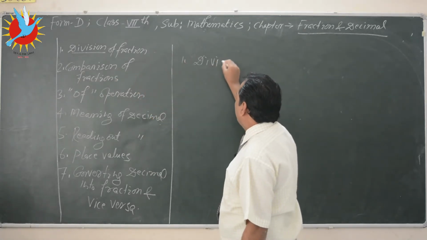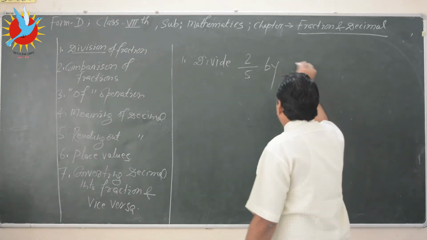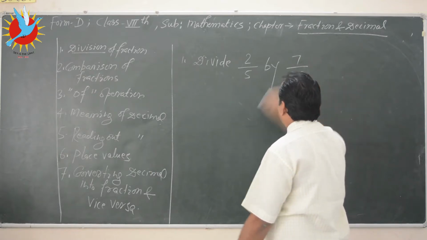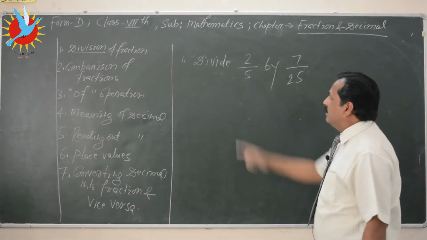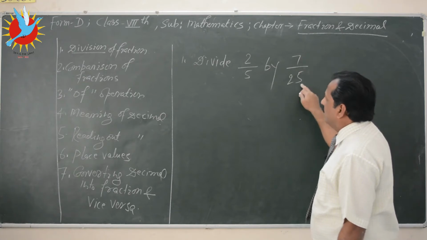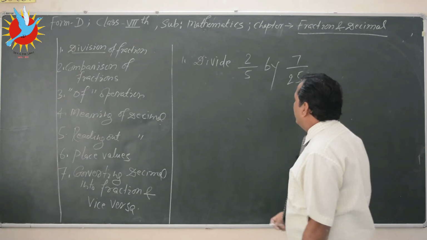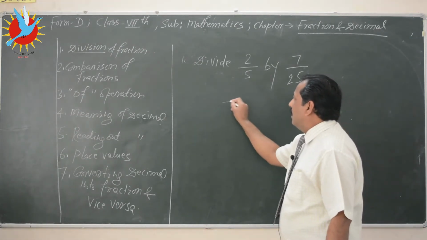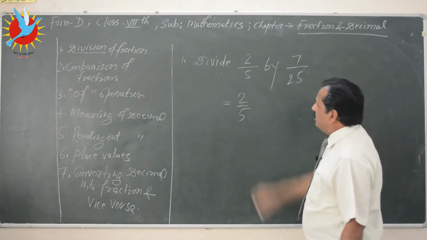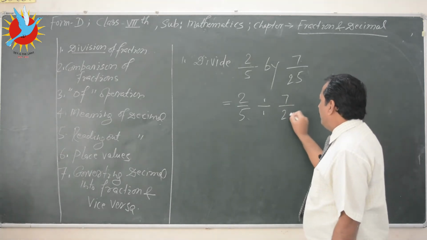Divide 2 by 5 by 7 by 25. Let us say this is to be done. Divide 2 by 5, this is one fraction, by 7 by 25, this is another fraction. So students, in this case what we need to do, this can be written as 2 by 5, it has to be divided, this is division, and then 7 by 25.